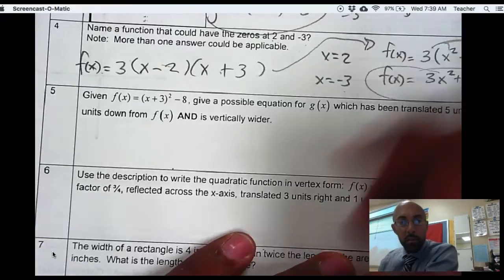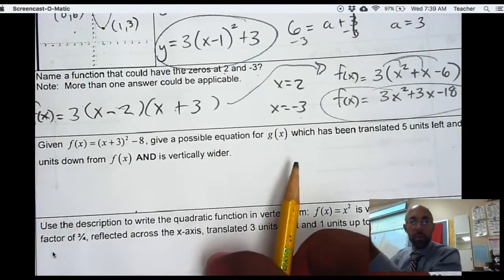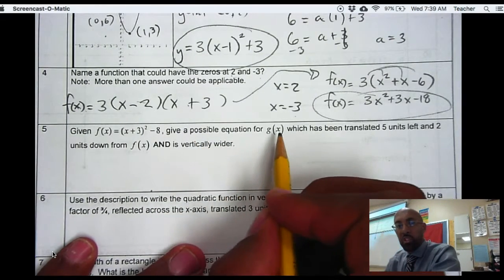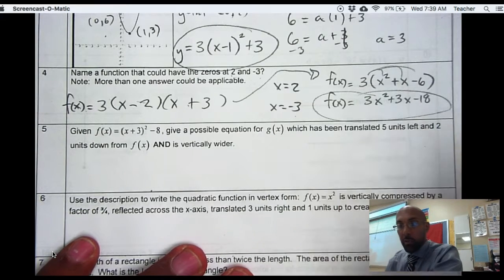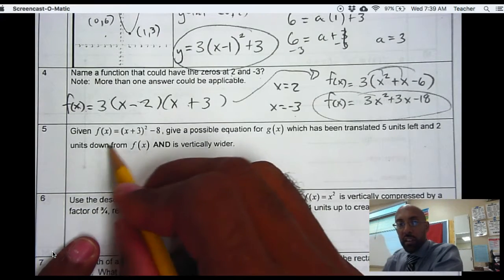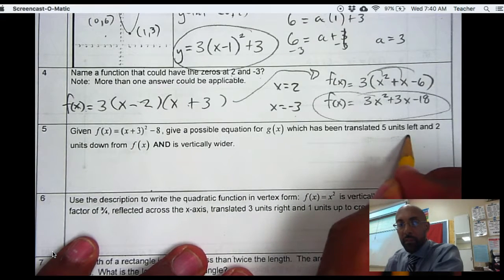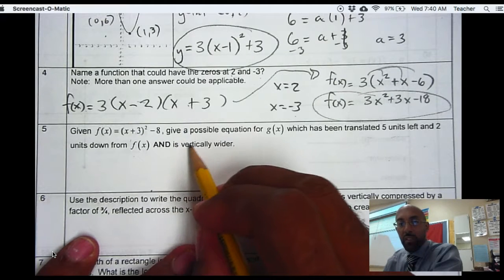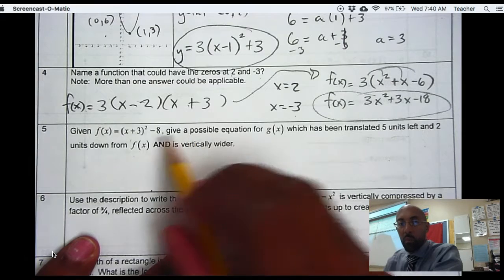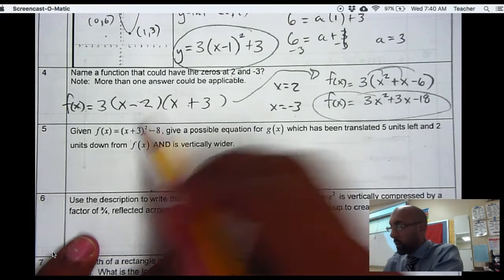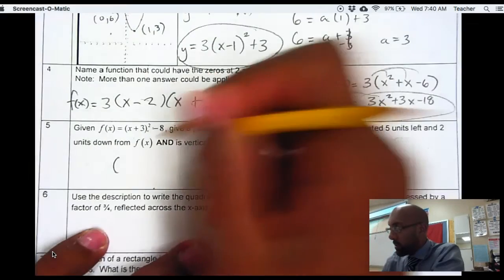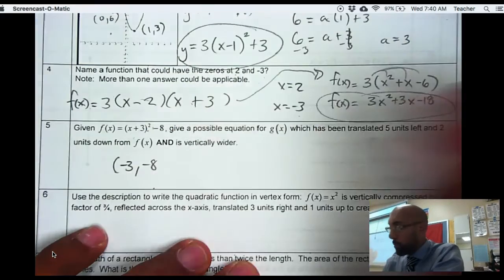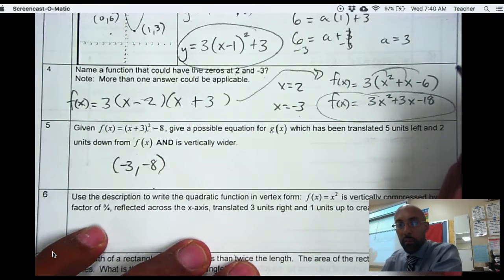All right, so then, zoom out a little bit, given f of x equals (x plus 3) squared minus 8, give a possible equation for g of x, which has been translated. Okay, so we're doing transformations. So we're starting here. It's been translated 5 units left and 2 units down from this equation and is vertically wider. Okay, so we are starting here. You can kind of look at this any way you want, but I'm going to start with the vertex, because remember, that's the middle of the graph. That's the part that's going to shift around. Okay, so we have negative 3, negative 8.